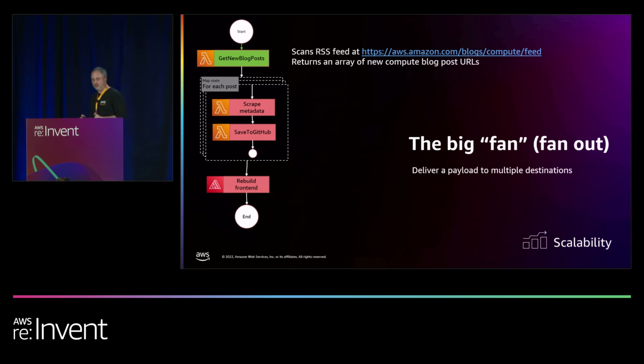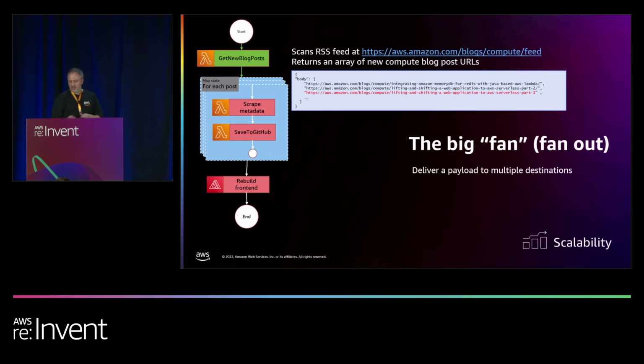So what this workflow does is it scrapes an RSS feed here, and then it generates an array of results, which it passes on to a map state.